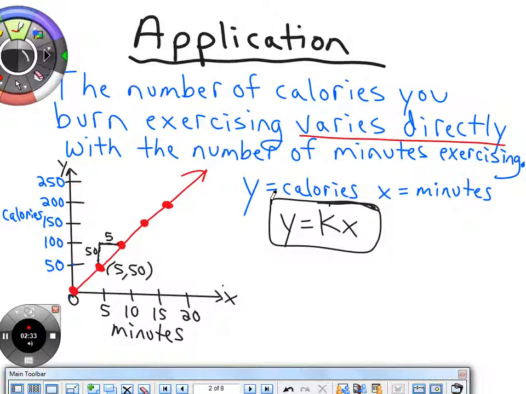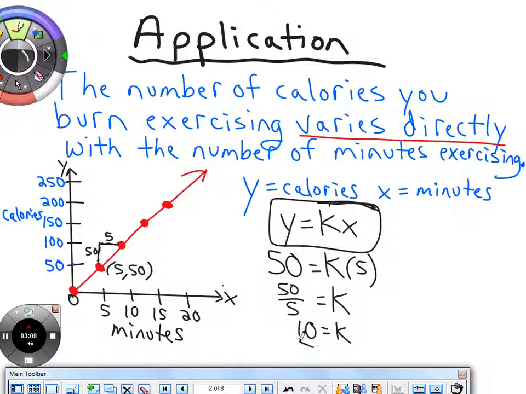And really all we need to establish our constant of variation is we need one good point. So let's use the point 5, 50, and let's plug in 50 for the y. We don't know what the constant of variation is, but we do know that whenever we want to burn 50 calories, we got to exercise for 5 minutes. So let's try to figure out the k. So we divide by 5, and so k equals 50 divided by 5, or we would say that the k is actually 10.